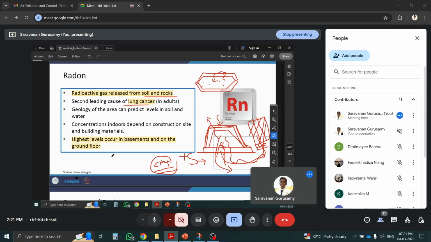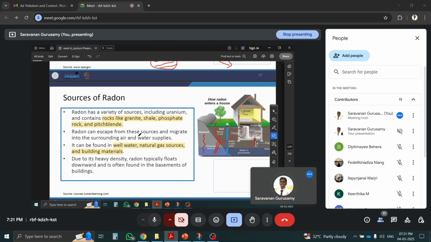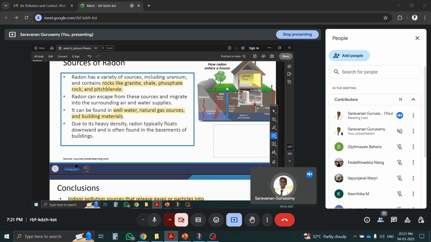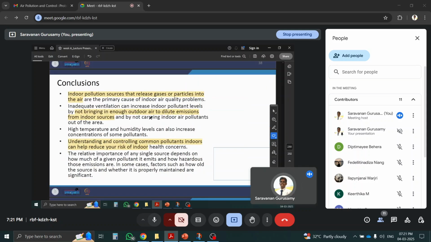So like this, radon gas also can enter from the basement and from the ground floor, and it will enter into your home. That is the indoor air pollutant. So you can see how it is emitting from the soil. So the conclusion is the indoor air pollutants also release gas and particles, and it is more harmful than the outdoor air pollutant. Also, the level will be more compared to the outdoor air pollutants. So understanding and controlling this common pollutant indoors can help reduce your risk of indoor health hazards.